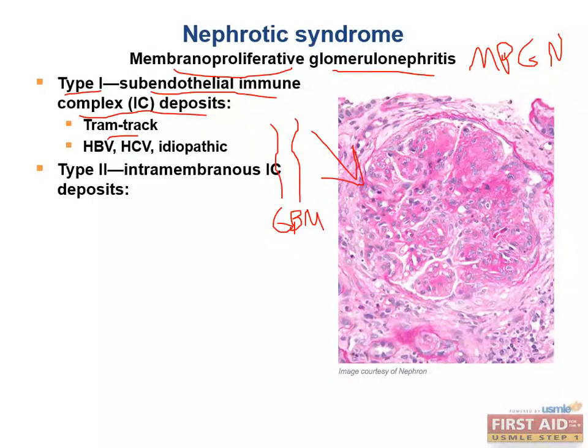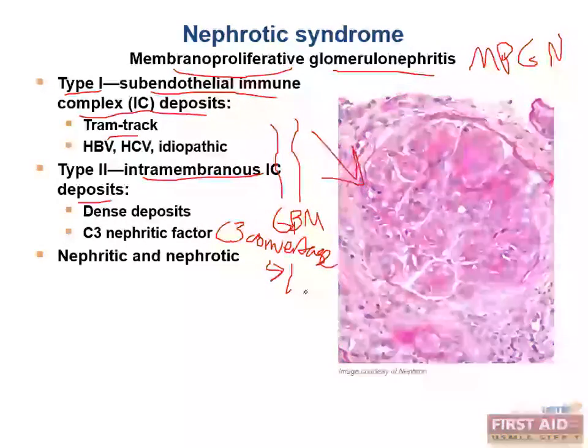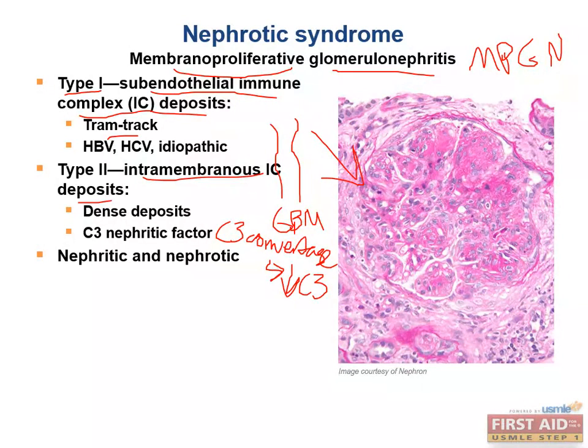Type 2, on the other hand, has intramembranous immune complex deposits, and these are called dense deposits. Type 2 is associated with C3 nephritic factor, which stabilizes C3 convertase. And this leads to activation of the complement cascade, leading to decreased levels of C3 in the serum. And so you should look for that in a patient that may possibly have MPGN. If they have decreased C3 levels in the serum, that's a good sign of MPGN.